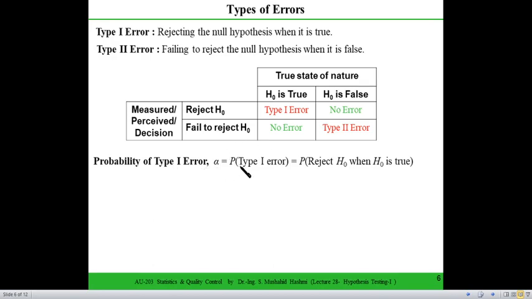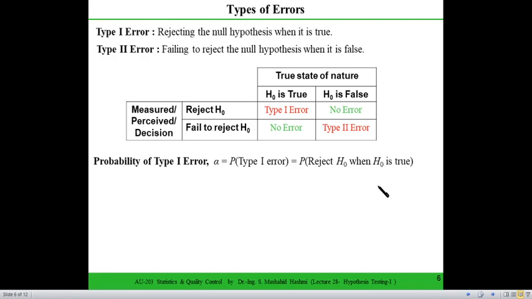Probability is always a number between 0 and 1. So the type 1 error is when you make a type 1 error, and the probability of making a type 1 error is called alpha. Type 1 error means you are rejecting your null hypothesis when the null hypothesis is true. So always remember, if you remember this table, then you can easily find out which error is type 1 error or which error is type 2 error.